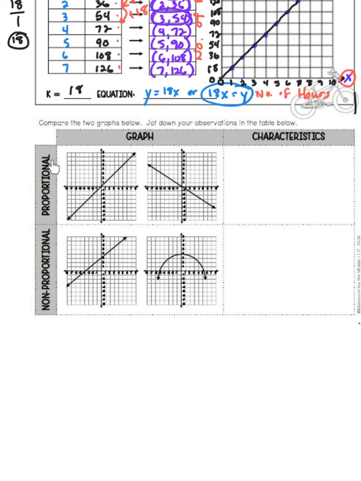So you're going to notice this word proportional. They're telling us that these two graphs are proportional. They're also saying non-proportional, which means they're not proportional. And these two graphs they're stating are not proportional. So let's see what the two proportional graphs have in common.